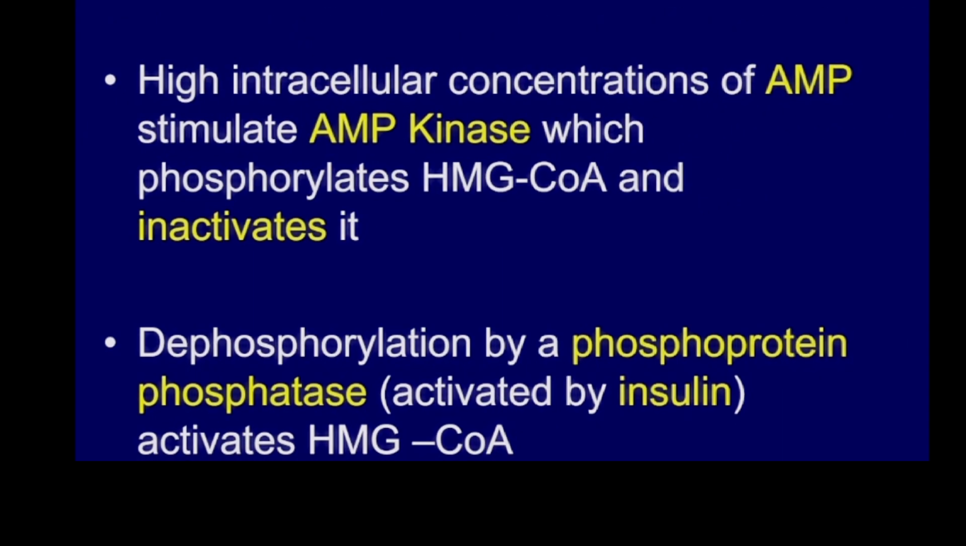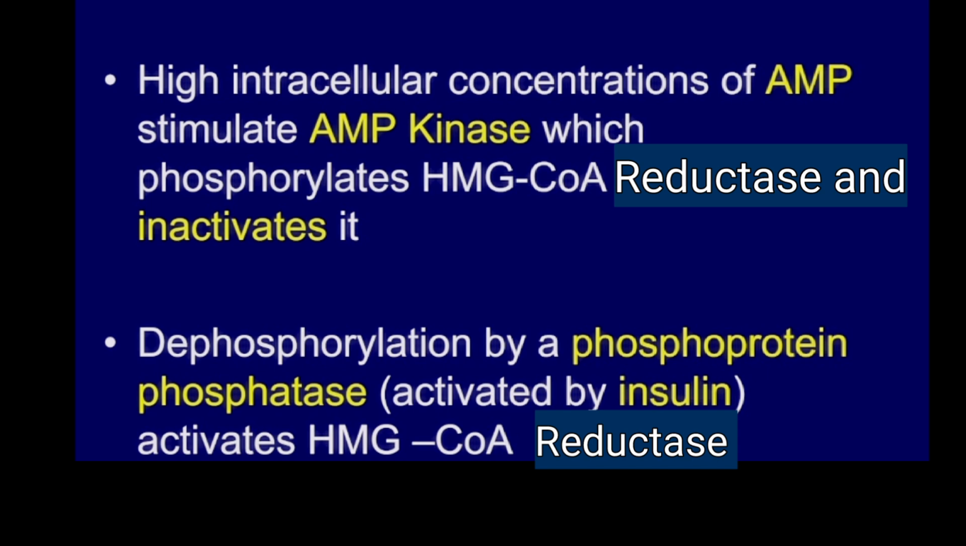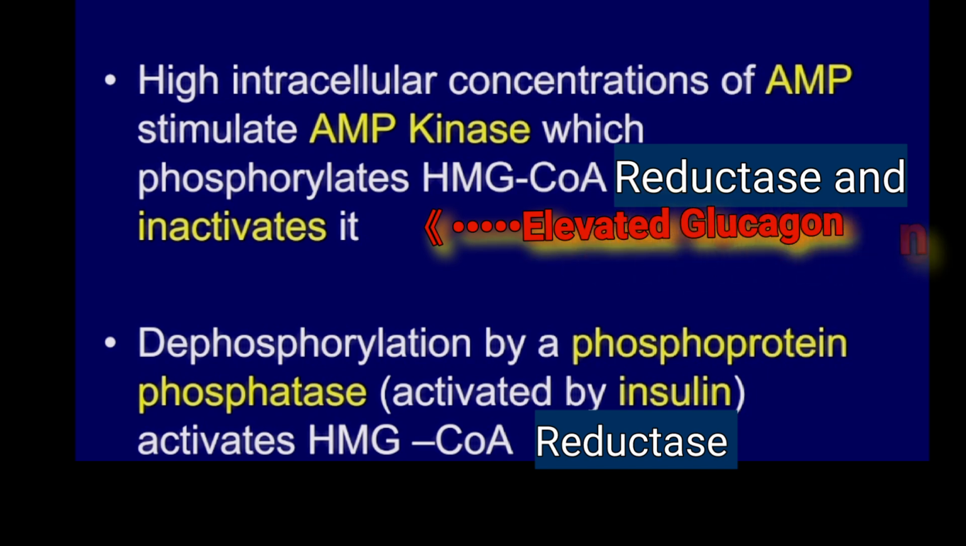HMG CoA reductase can be covalently modified by phosphorylation and dephosphorylation. There's an important protein kinase designated AMP kinase that will phosphorylate HMG CoA reductase and inhibit its activity. These conditions typically occur when glucagon is high in the bloodstream.